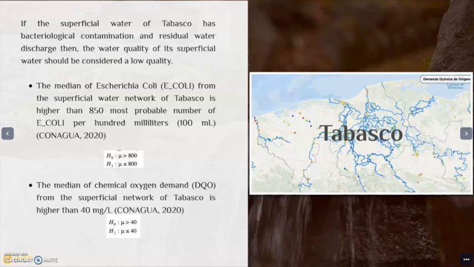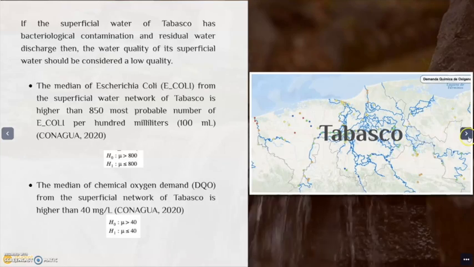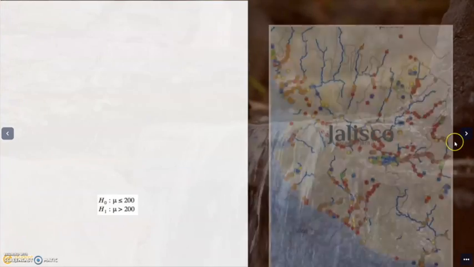Then we have the median of chemical oxygen demand from the superficial network of Tabasco is higher than 40 milligrams per liter. The null hypothesis would be median greater than 40, and the alternative hypothesis would be median less than or equal to 40. Then we have Jalisco.